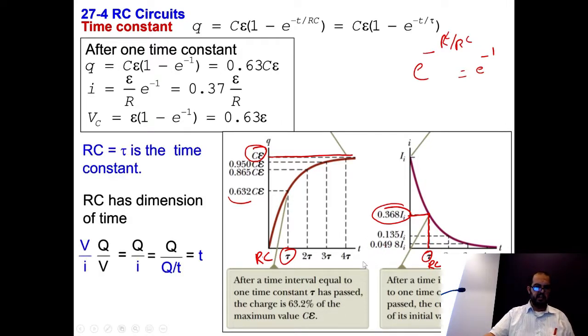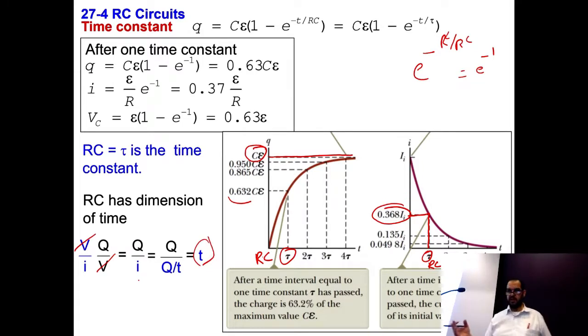RC is the time constant, it's called tau, and the dimensions you can verify. R is volts per ampere, and the capacitor C is charge per unit voltage. So the voltage will cancel. You have Q divided by I, which is Q over Q/T, so you end up with a unit of time. That's why when you multiply the resistance times the capacitance, you will find a unit of seconds, if the resistor is in ohms and the capacitor is in farads.